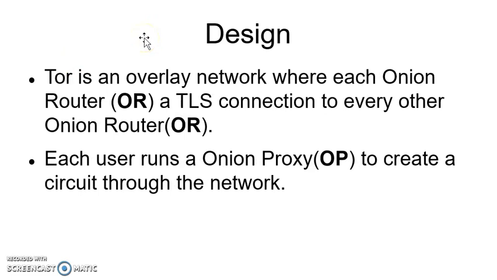So the design they go over of the Tor network is they provide two definitions. Tor is an overlay network with onion routers. They abbreviate onion router to OR in the paper. And then each user runs an onion proxy, which they abbreviate to OP. The proxy is used to create a circuit throughout the network for the users.